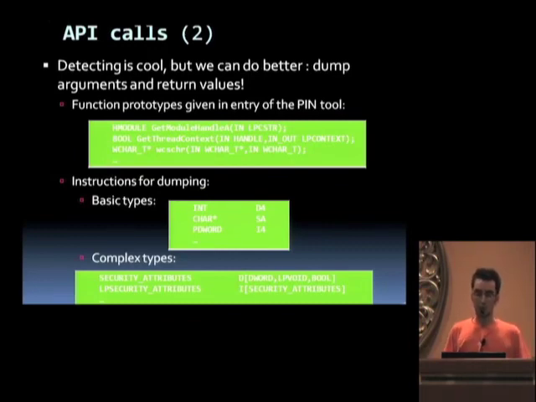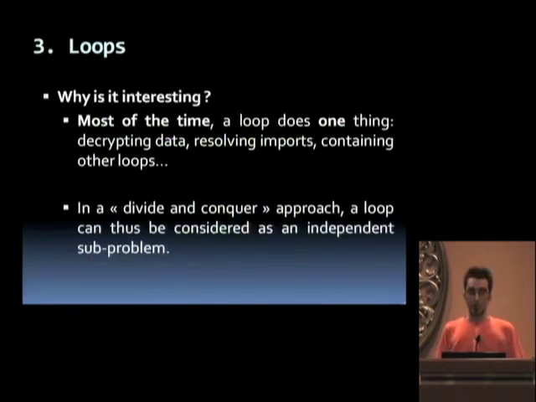That's it. So the third kind of events we want to detect in the Switzer Packer are the loops. So why is it interesting to detect loops in such a packer? Because most of the time in this kind of packer, a loop does one thing. A loop has one purpose. It's here to decrypt an area. It's here to resolve imports, to look for a specific function.